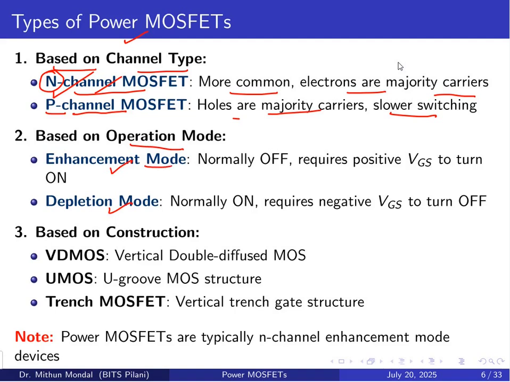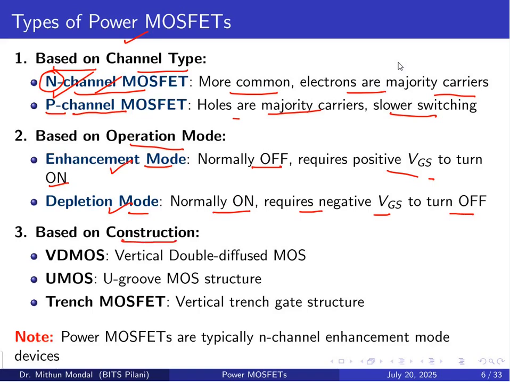Enhancement mode normally represents the off state. It requires a positive gate to source voltage to turn on. In the depletion mode, it is normally in the on state, that is the MOSFET is in the on state, and it will require a negative gate to source voltage to turn it off.